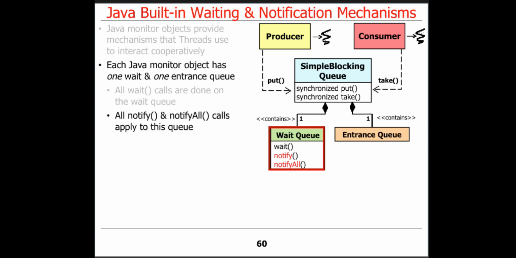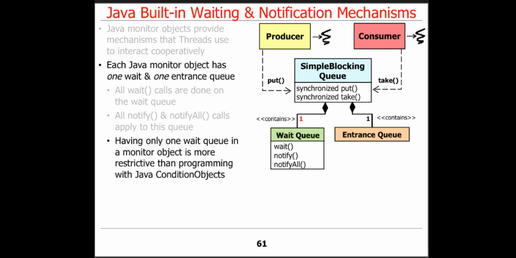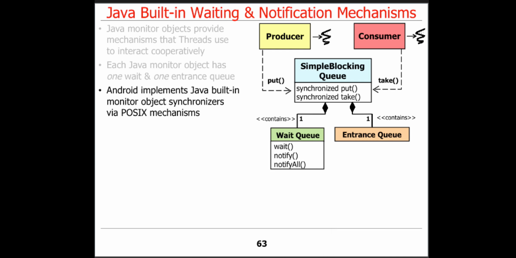In fact, in some sense, you're building something along these lines in your simple semaphore. You're building a wait queue that people are waiting on in a specific order, and then you're waking them up in a specific way. Having only one wait queue is more restrictive than programming with condition objects. And again, we'll talk about that more later. The consequences of this we'll talk about in part 2 in just a minute.